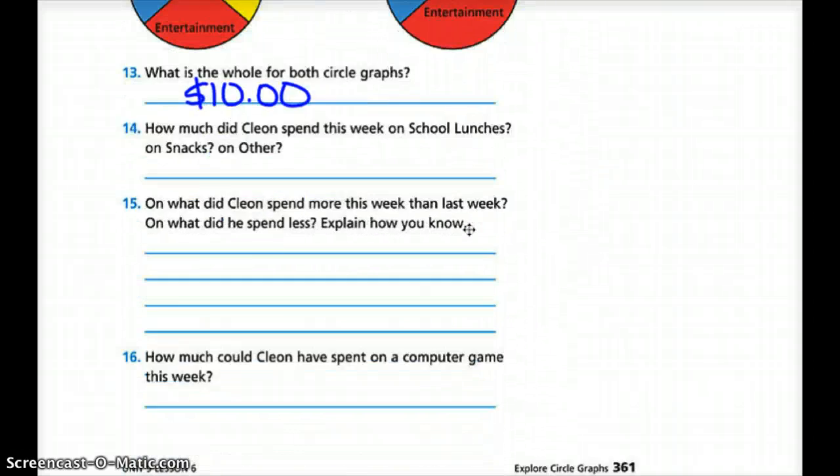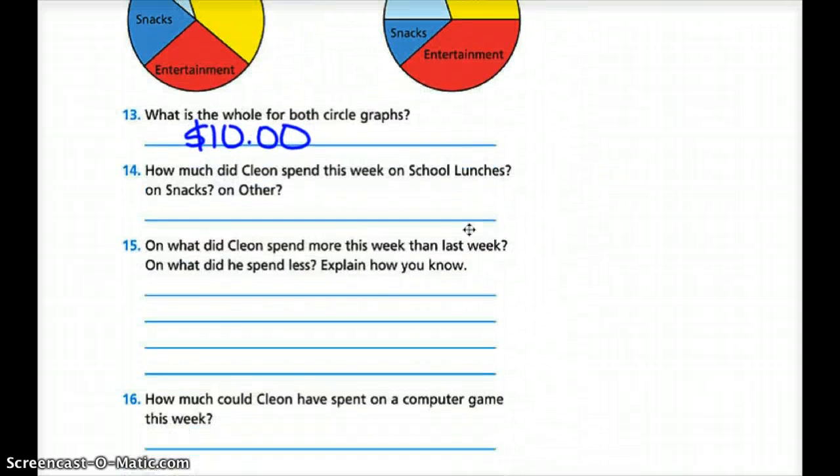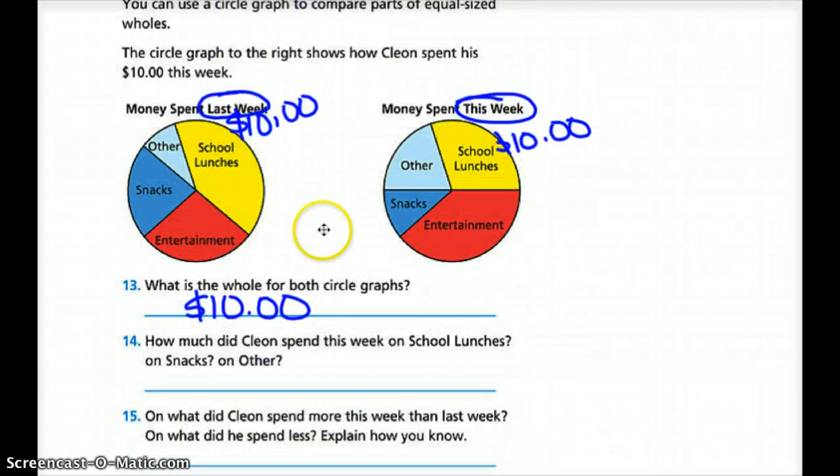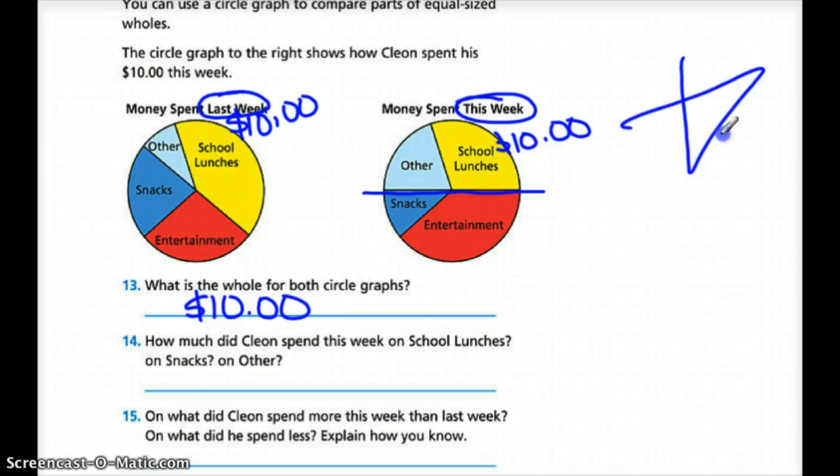Then your job is to answer 14, 15, and 16 on your own. Do the best that you can using your knowledge. Remember, half of the circle would be 5. So you know these two together equals 5. Okay? Use what you know about fractions. When you're finished, you're going to get a star on this page, and then we're moving on to homework.